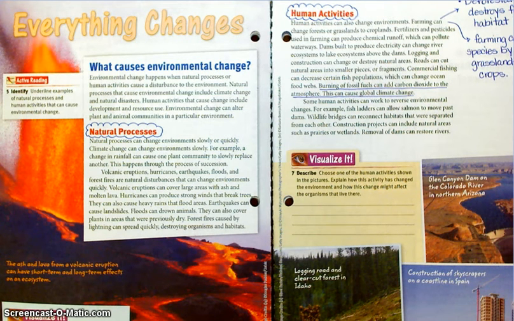So first of all, it says, what causes environmental change? Environmental change, remember, you're talking about an entire area with both the living or biotic factors that are involved and the non-living or abiotic factors in that area. Okay, so what causes environmental change?